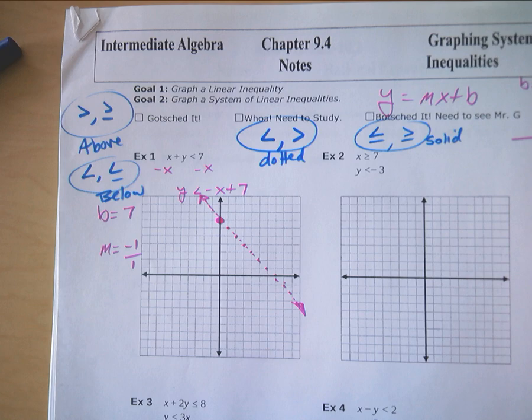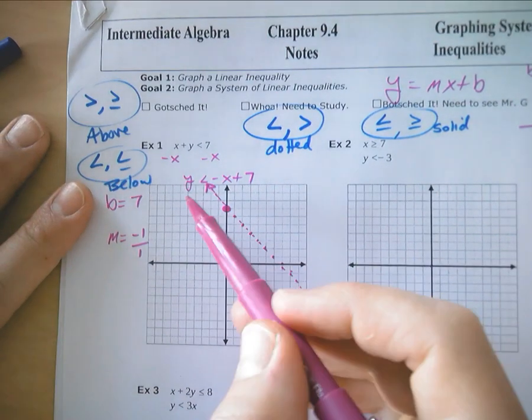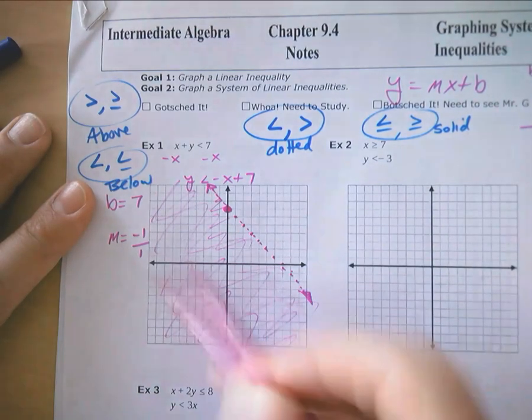So again, this is less than, so I'm going to shade below the totem pole. Okay, so I'm shading down the y-axis.